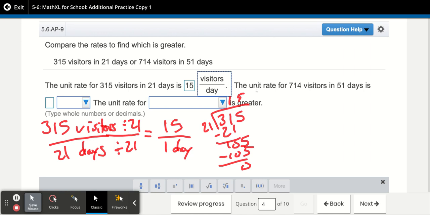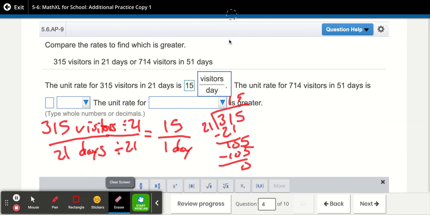Now we need to solve the other one. I should have done that first. Look at that. It's getting down into my writing right there. That's no good. Well, you know what we'll do? We'll clear that up. Oh, here we go. Here's my eraser. Just clear up a little bit of space right here.